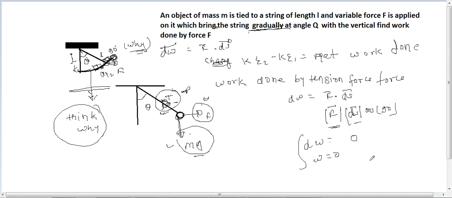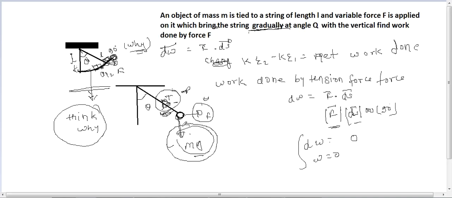So here the work done by this tension is going to be 0. This is a very important concept, you should work on it. Now we should consider the work done by this mg.